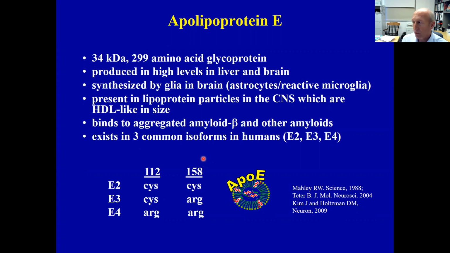So the protein itself is 299 amino acids. It's produced at very high levels in the liver and a few other organs, but it's also expressed very highly in the brain, where it's made predominantly by astrocytes, but it's also expressed at quite high levels in reactive microglia. And in the central nervous system, it's only released in HDL-like particles, unlike in the periphery where it's in different size lipoprotein particles. Another interesting fact about it is that if you look at any protein that forms an amyloid, whether it's A-beta or any other protein, it co-aggregates with the amyloid protein that deposits.